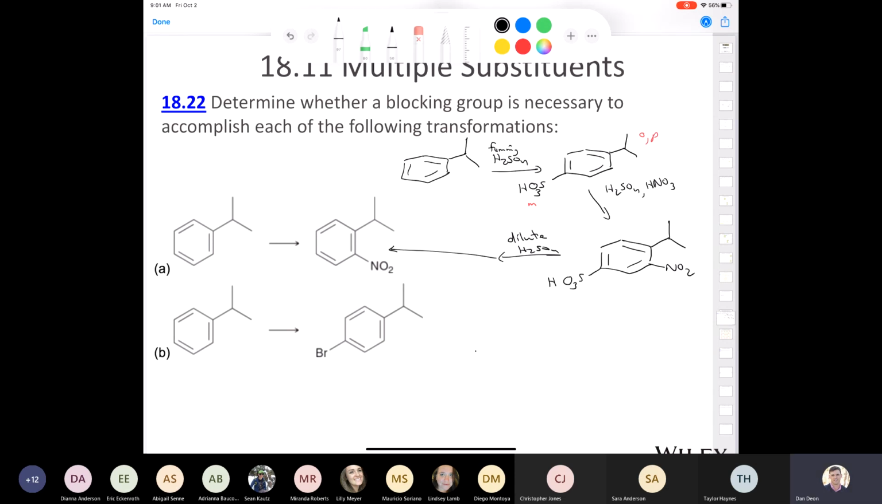Okay, so let me draw a line here because it's kind of scratching all over the page. What about the one on the bottom, B? Do you think you need a blocking group here?